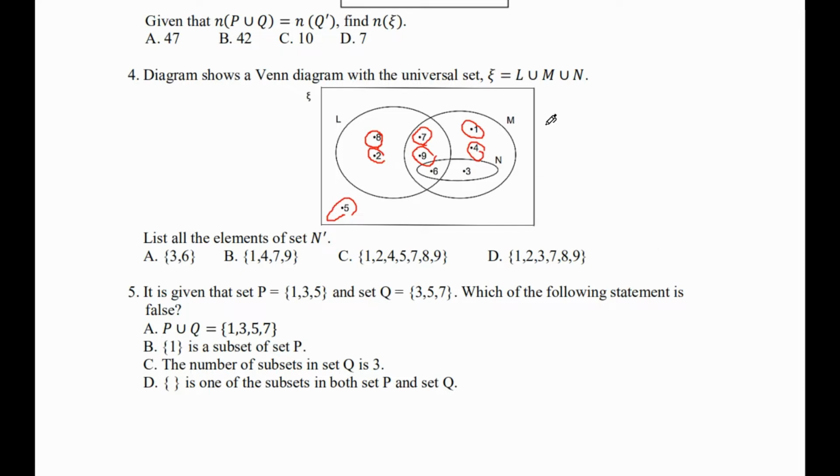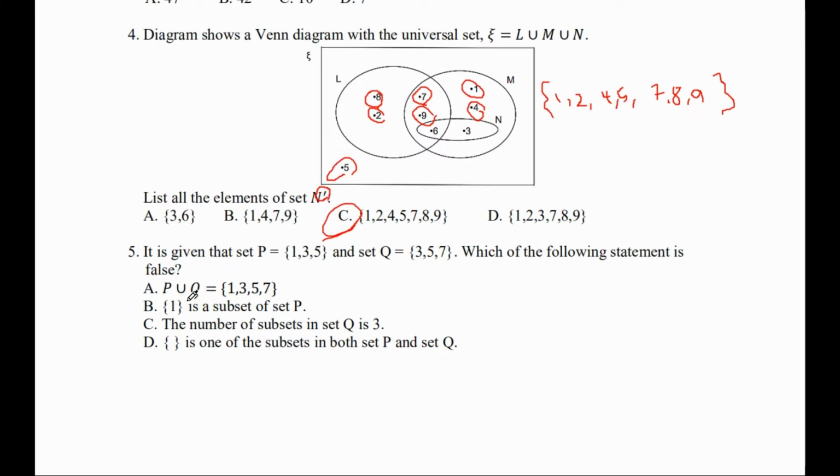Okay, so we rearrange it. We start from the smallest number: 1, 2, 4, 5, 7, 8, and 9. So the answer is C. Prime means outside, so outside of N.